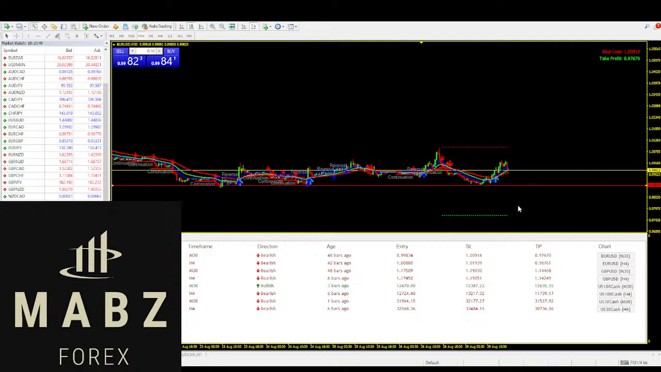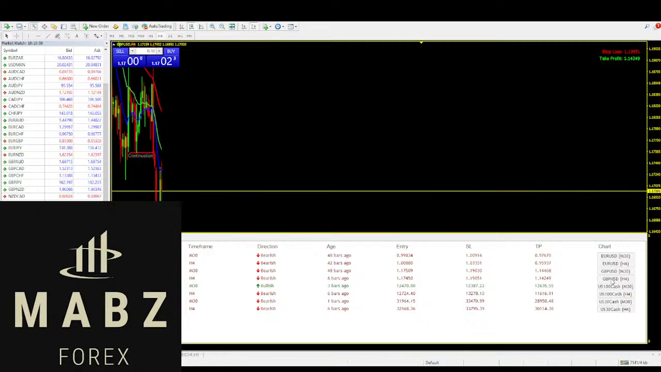But we'll come back to it. We don't have to stress too much about it. We might see better trades on the other instruments. So let's just move on to GBP USD.